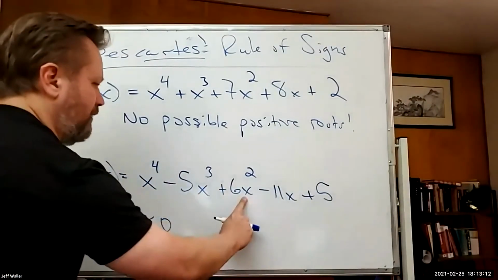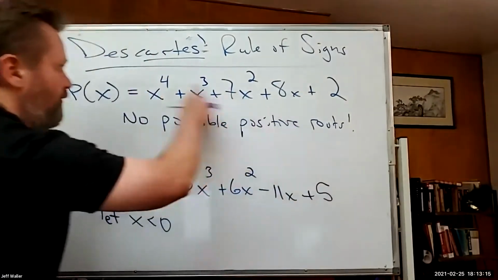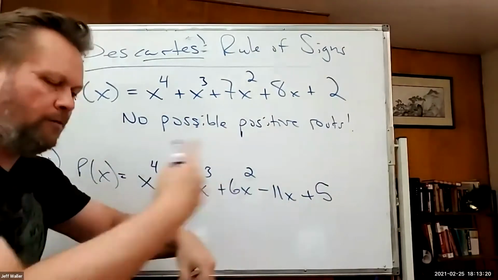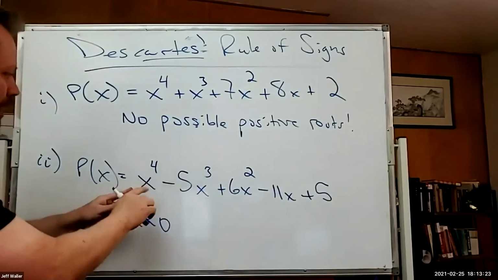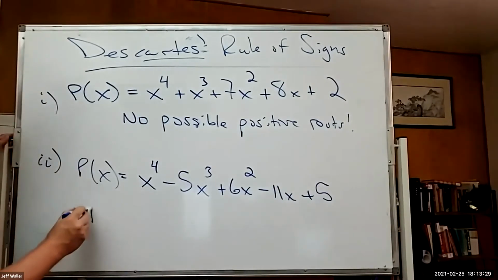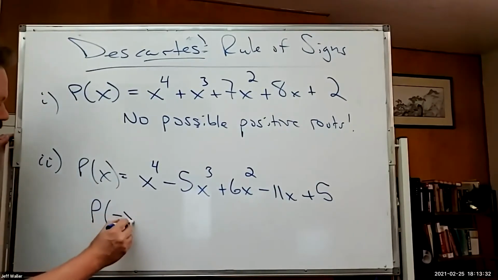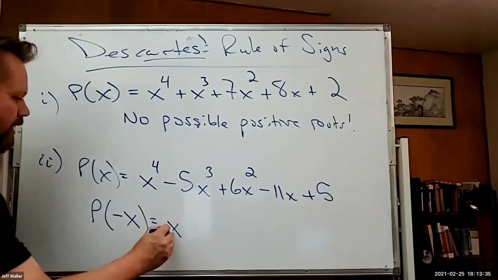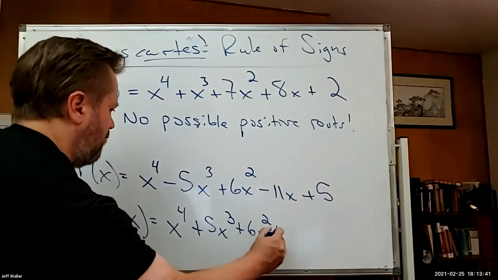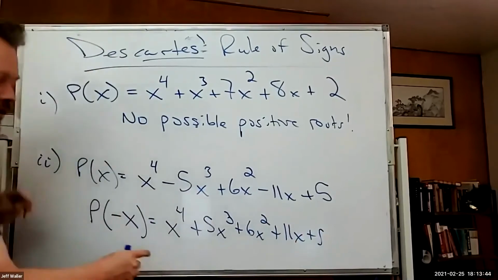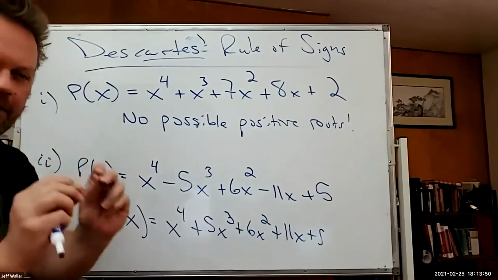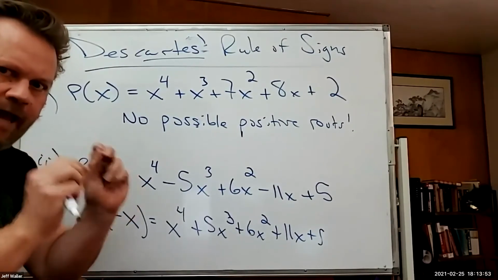Positive, positive, positive, positive, positive. He's got the same problem he had the other way. So look at this, this is neat. This is what Descartes said. If I take the polynomial and I put a negative x in like that, the result would be this. Is everybody with me? This is basically what we just said. So these are specific outcomes of Descartes' actual rule of signs.